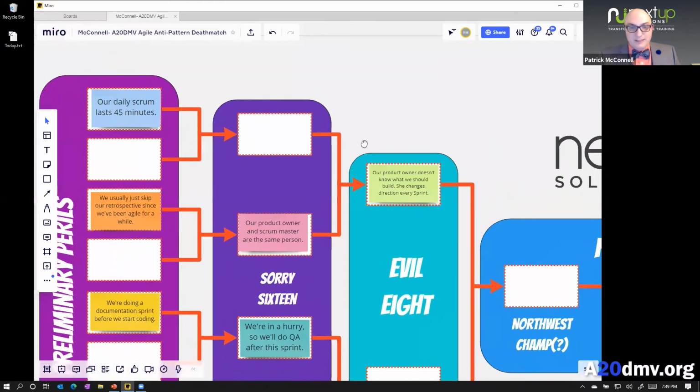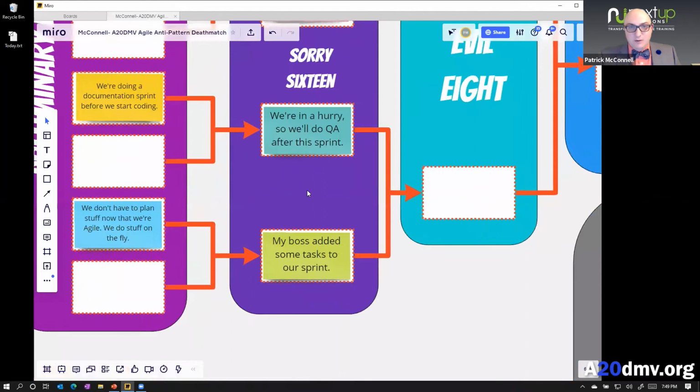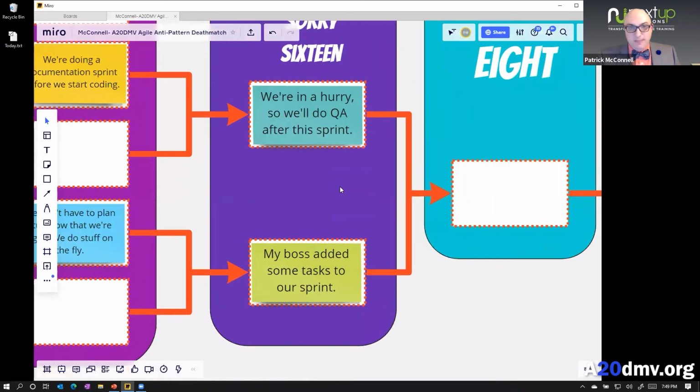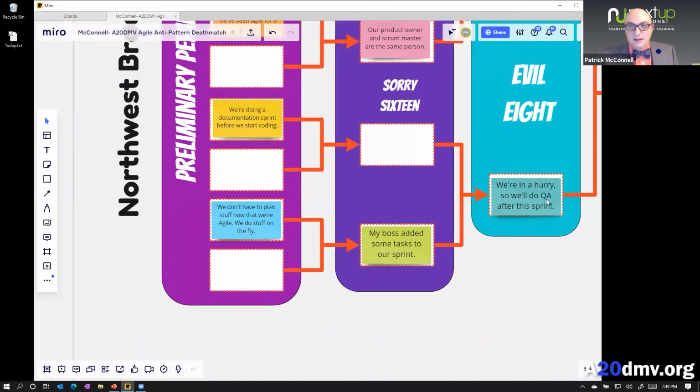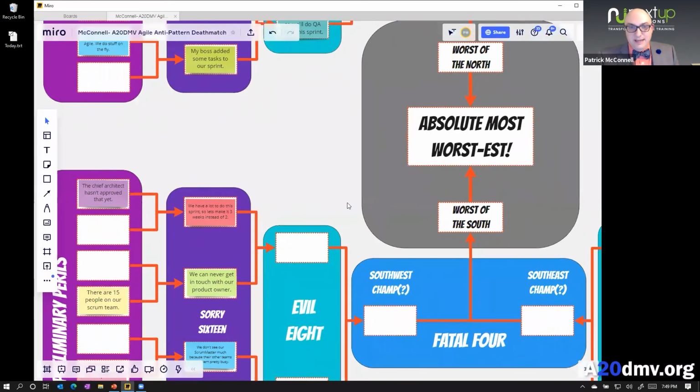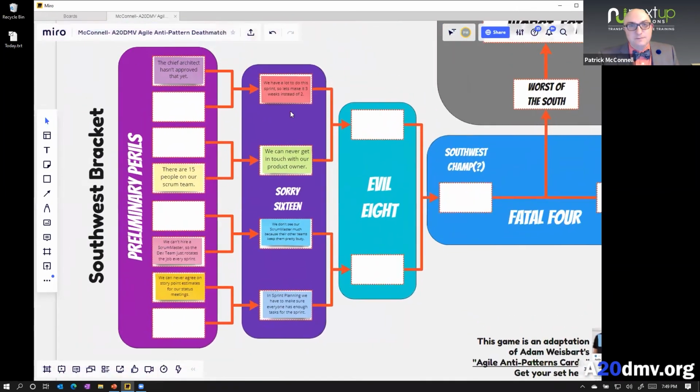All right, next matchup. We're in a hurry, so we'll do Q&A after this sprint. Or my boss added some tasks to our sprint. Raise your hand for the top, leave it lowered for the bottom. Oh, getting close, getting close. Oh, I think this one's taking it. All right, we're going to move that one. All right, next up, let's take a look at down here.